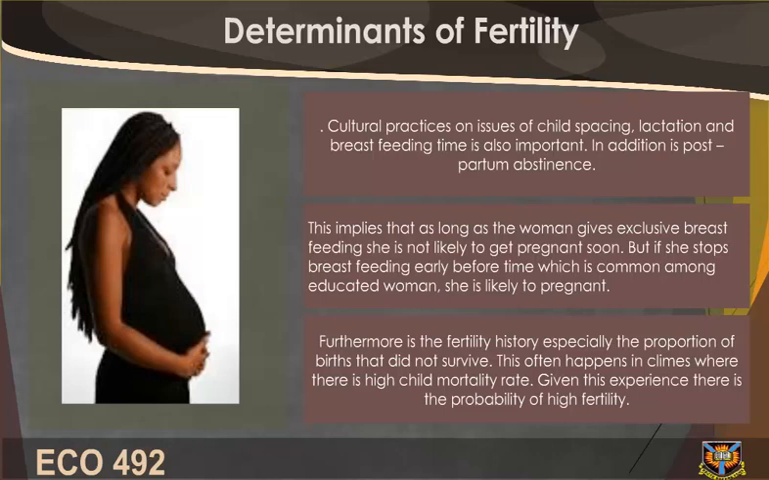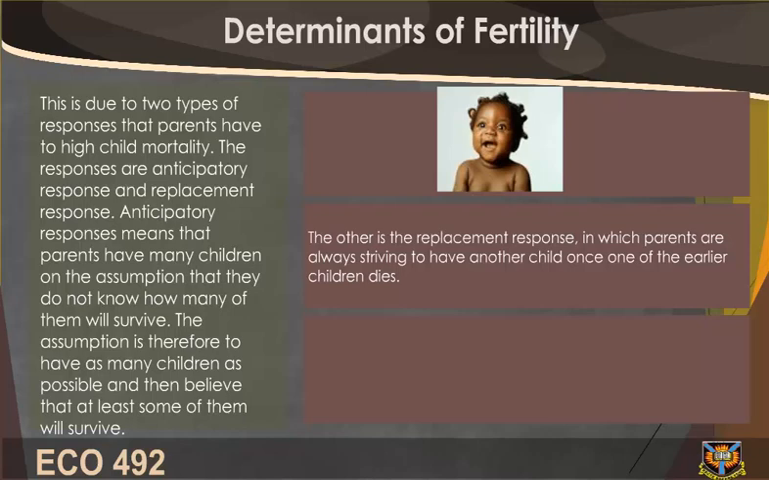Furthermore is the fertility history, especially the proportion of births that did not survive. This often happens in climes where there is a high child mortality rate. Given this experience, there is the probability of high fertility. This is due to two types of responses that parents have to high child mortality. The responses are anticipatory response and replacement response.